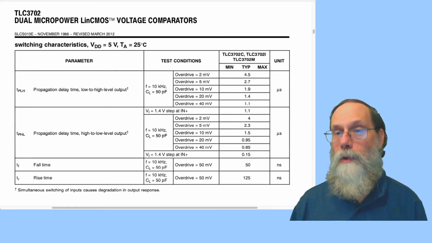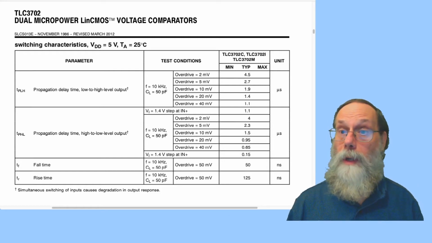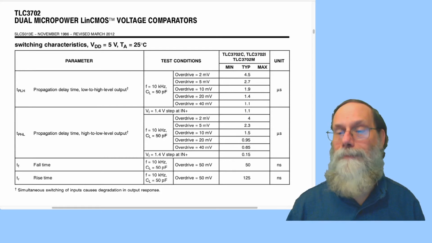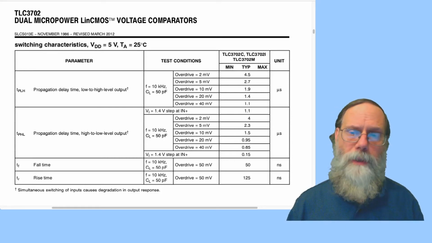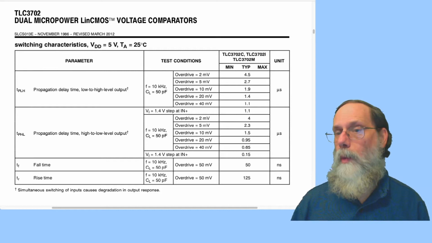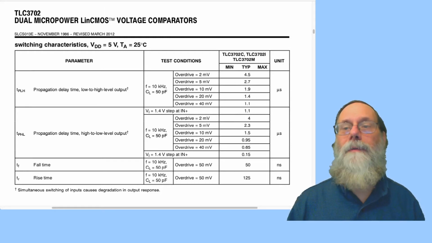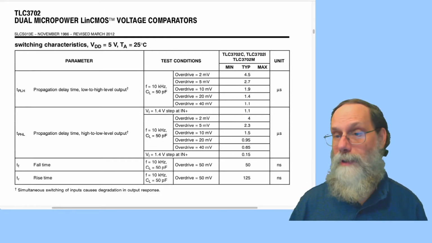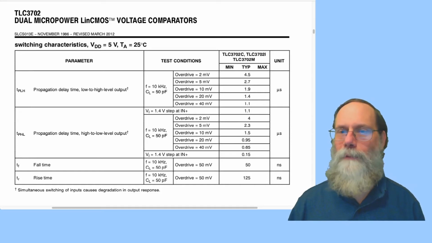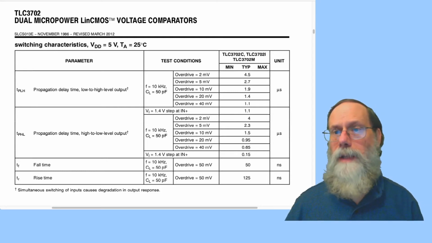If you've got a much larger overdrive, it takes less time to make its mind up. But even with an overdrive of 40 millivolts, which is fairly substantial, it still takes 1.1 microseconds to make up its mind to make the change, which puts some limitations on how often we can switch the comparator. It doesn't put much limitation on how fast the transition happens, but if you have to wait that long before a transition occurs, then you can't switch very frequently. So that puts a limitation on the comparator that can be important in some applications.